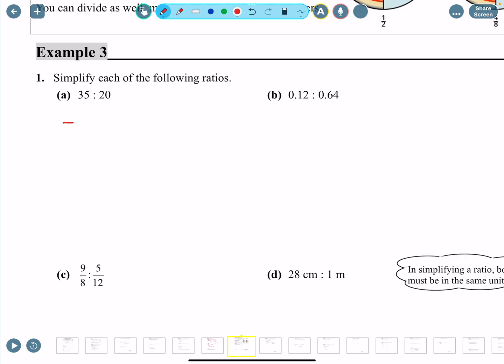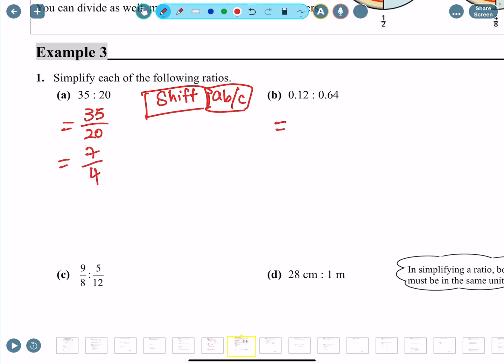So how do we simplify this? We change it to fraction form first, 35 divided by 20. And then I ask you guys, probably in class, to put in your calculator and then do shift ABC. Okay, these 2 buttons. And it will give you 7 over 4. So you just copy that, that's already simplified. The same for this. So you do 0.12 divided by 0.64. Shift ABC, 3 over 16.